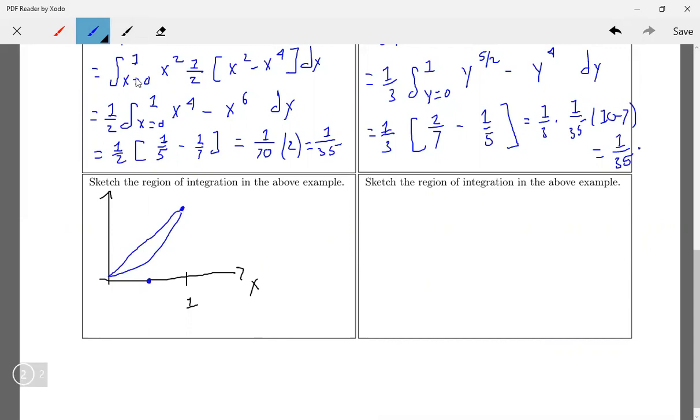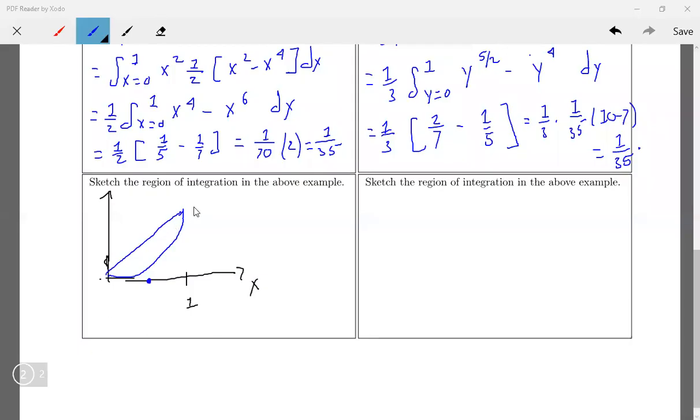Okay, so that's actually a little worse than I want it to be. So let me just fix this. Okay, I'm going to pause this while I draw the right picture.